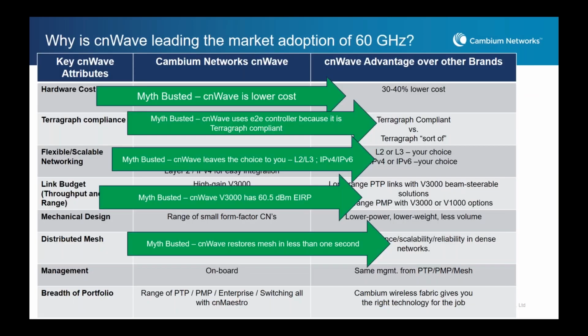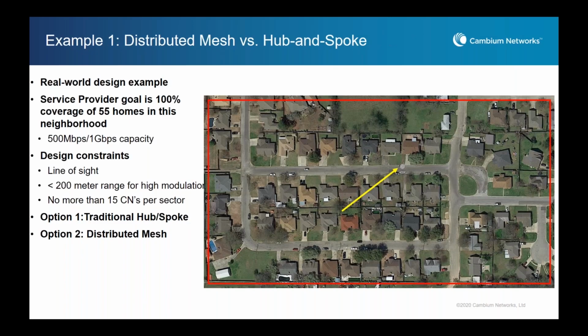So I just wanted to summarize that with the differentiators, and I'm going to go through and cover a few different areas and specific topics around these and do a little bit of a deeper dive, and Anthony will help us walk through some of those as well. The first thing I want to do, though, is show you a real world example of a distributed mesh versus hub and spoke.